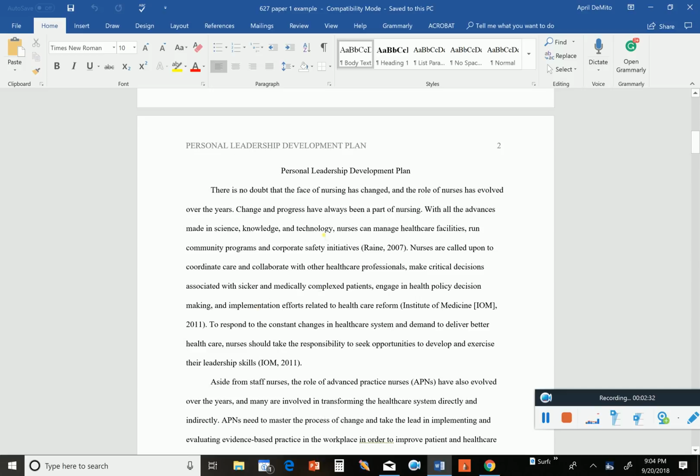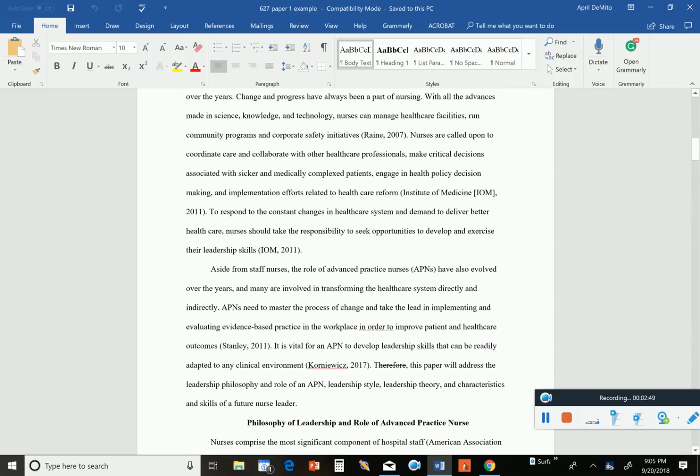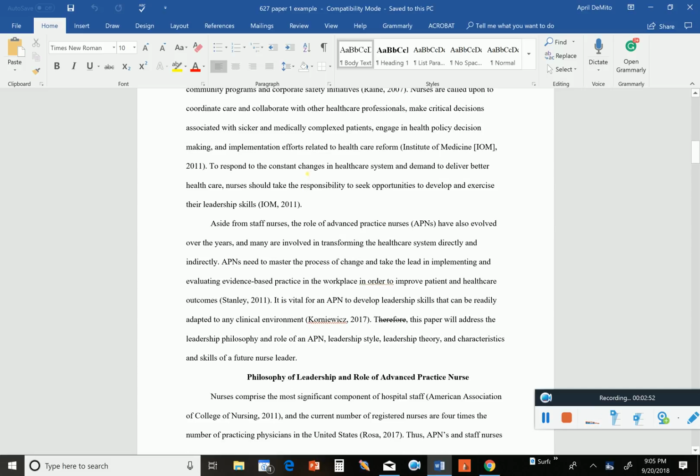Where does she have it written here? Nurses are called upon to coordinate care and collaborate with other healthcare professionals, make critical decisions. And let's see. Okay, here we go down here. Now, introductions can be one paragraph or they can be two paragraphs. Then she has here, or whoever wrote this paper, this paper will address the leadership philosophy and role of an APN leadership style, leadership theory, and characteristics and skills of a future nurse leader.